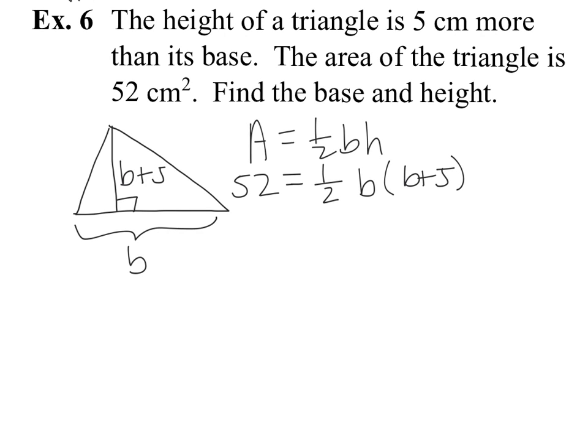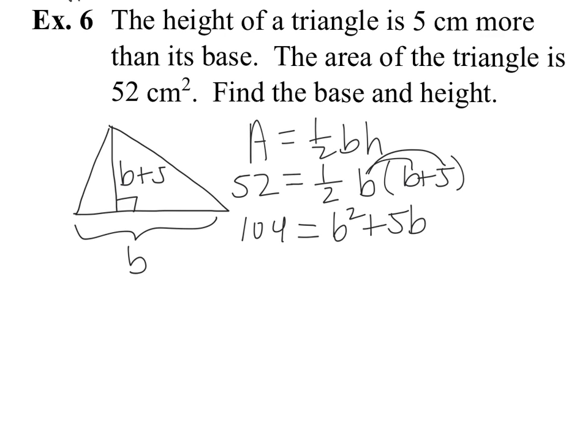Okay, so at this point I'm going to do a couple of things. Let's get rid of this fraction by multiplying both sides by 2, and then I'm also going to distribute the b. So be careful, I'm going to do 2 steps in one here. Multiplying both sides by 2, I'd get 104 on the left side is equal to, well, the 1/2 is now canceled because I multiplied both sides by 2. Then let's distribute this b, and we get b squared plus 5b.